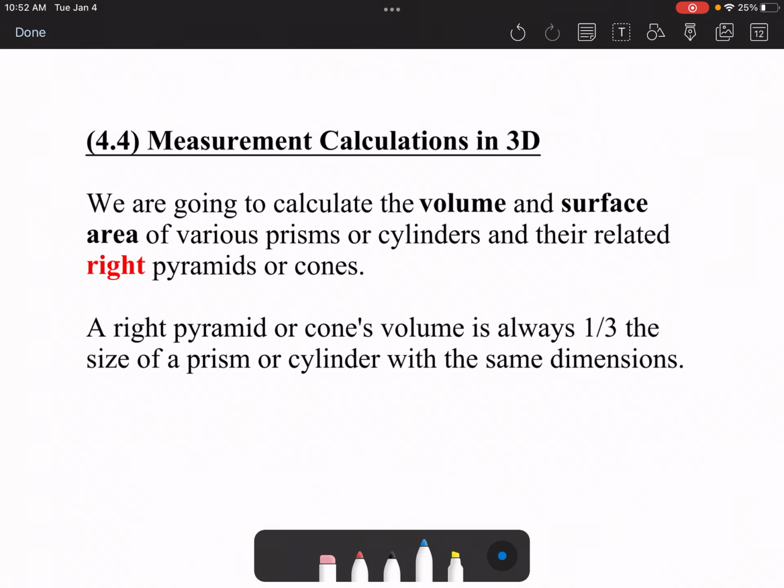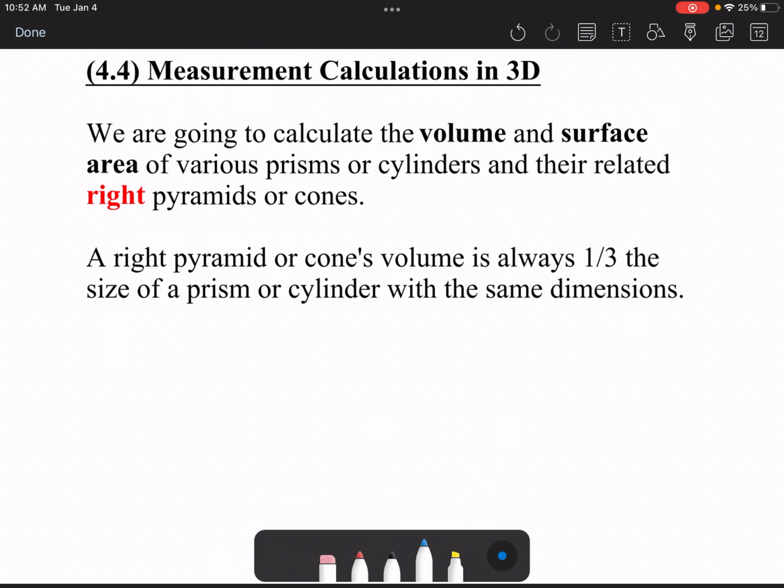Okay, so what we're looking at today are measurement calculations in 3-dimensional surfaces. We're going to specifically calculate volume and surface area of various different prisms and cylinders and the related right pyramids and cones. Well, a prism has the same shape on the base, so I'm going to draw a little rectangle here, another rectangle right here, and it is extended into 3 dimensions here. So this is what we call a prism.